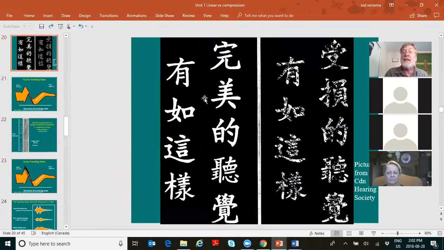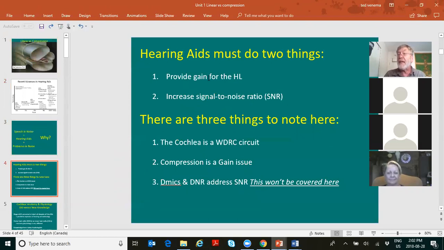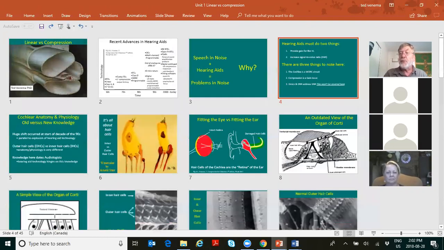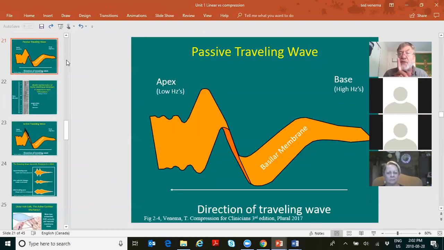So it is very important that a hearing aid seeks to not only provide gain, but also to increase the signal-to-noise ratio, somehow decreasing the gain for background noise compared to the speech. When you've increased the signal-to-noise ratio, then the person with the damaged cochlea and the rounded traveling waves can separate speech from background noise, because his hearing aid has deliberately made the speech louder than the background noise. Very important concept to grasp.